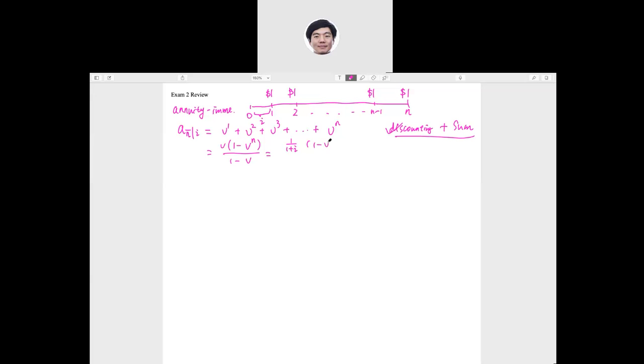And if you want, v is 1 divided by 1 plus i. So here we keep the second one. So this becomes i divided by 1 plus i. So it's 1 minus v to the nth divided by i. So we have the first formula. Let me put it in a box. This is something we did for exam 1. And this is a standard annuity.